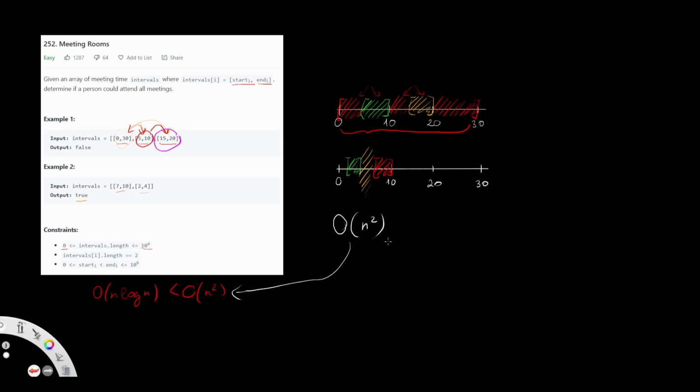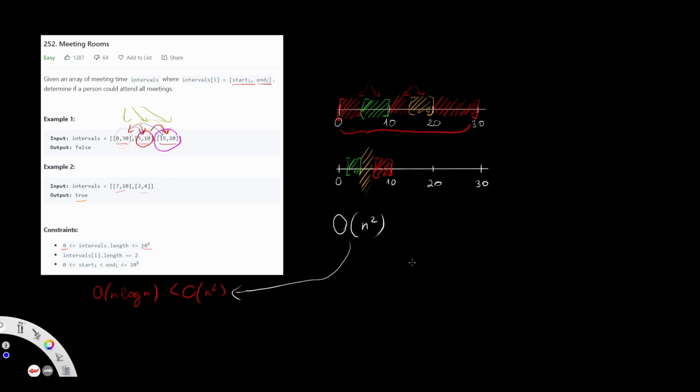So for the big O n squared solution, we're going to need 2 for loops, because we need one for loop for iterating through all of the intervals, and then we need another for loop for checking the overlaps. If we are in the first interval, then we have to check the overlaps for the subsequent intervals. If we are on the second interval, we have to check the overlaps with subsequent intervals as well. So can we do better than this?